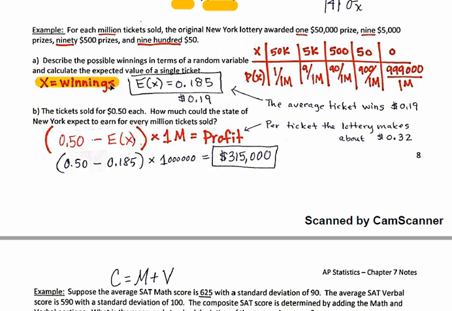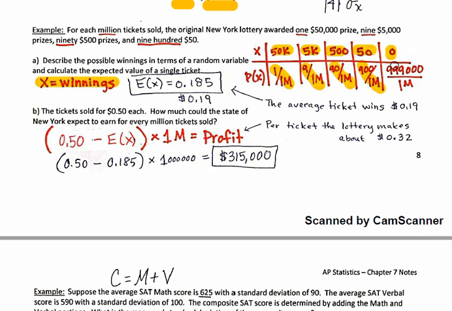X is the amount of winnings, and I know from the problem that you can earn $50,000, you can earn $5,000, you can earn $500, $50, but also not everybody's a winner, so you could also earn $0. As far as the probabilities, there is 1 out of 1 million $50,000 ticket, 9 out of 1 million $5,000 tickets, 90 out of 1 million $500 tickets, 900 out of 1 million $50 tickets.